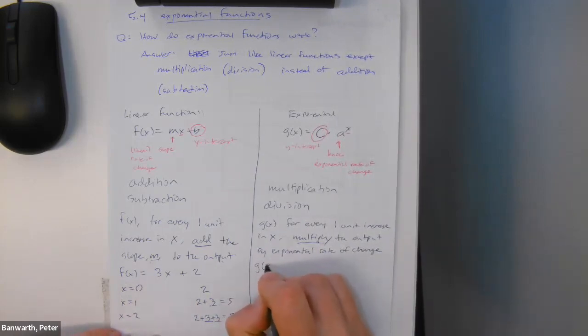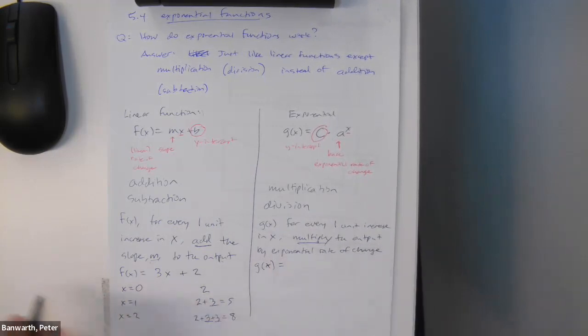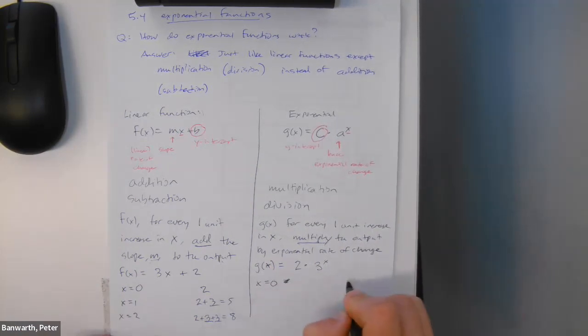So if g of x, I'm going to use the same numbers for a very particular reason, is 2 times 3 to the x, then when x equals 0, g of x is 2 times 3 to the 0, that's 2. If x equals 1, I have 2 times 3, which is 6. If x equals 2, I have 2 times 3 times 3, that's 9, times 2 is 18. So here I'm adding m each time. Here I'm multiplying by a each time.